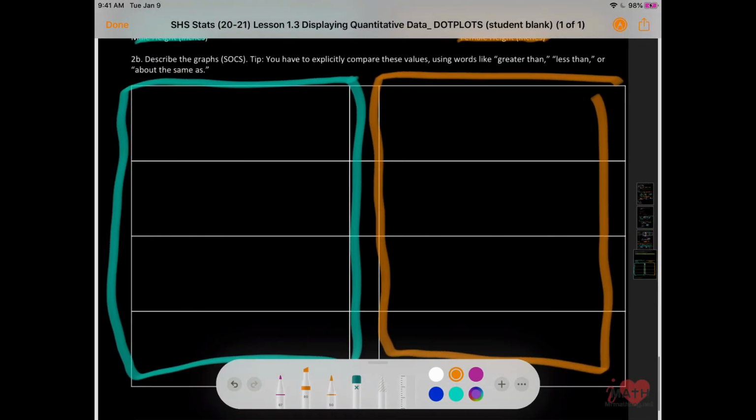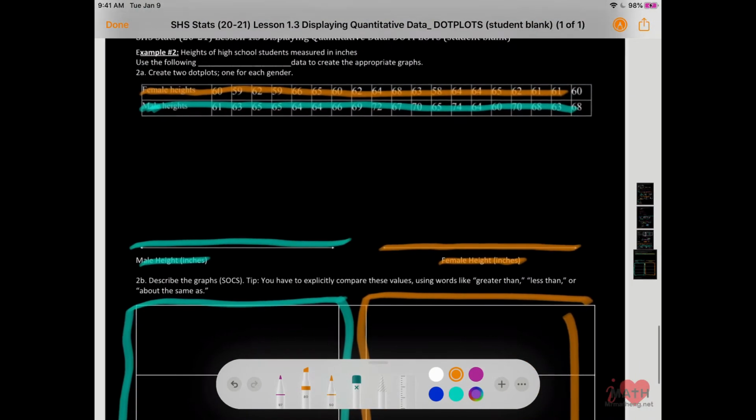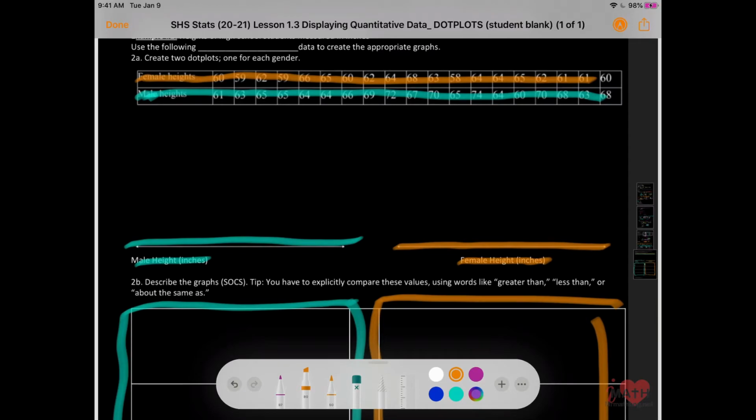Pause it. Use your data. Make a dot plot. Find your mean, median, mode. And then press play when you're finished.